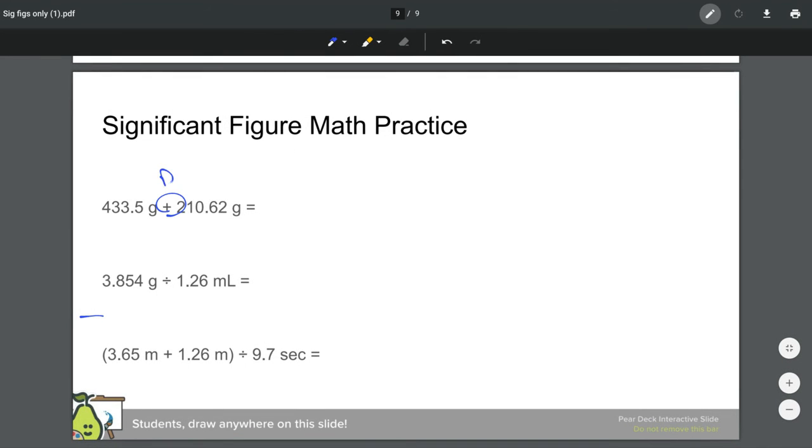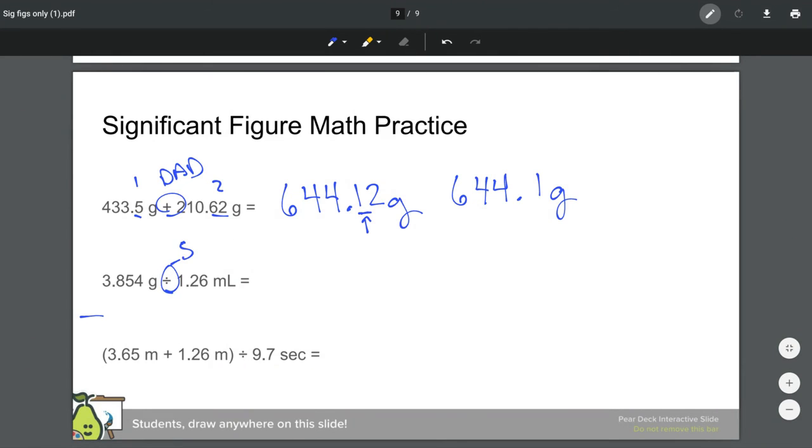All right, so I'm adding on this one, so I have to care about the digits after the decimal. First one, there's 1. Second one, there's 2. I add those, calculator is going to say 644.12 grams. But I can only have 1 digit after the decimal, so my actual answer is 644.1 grams.